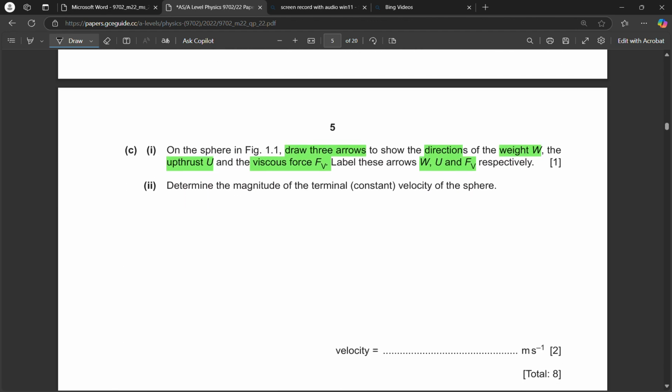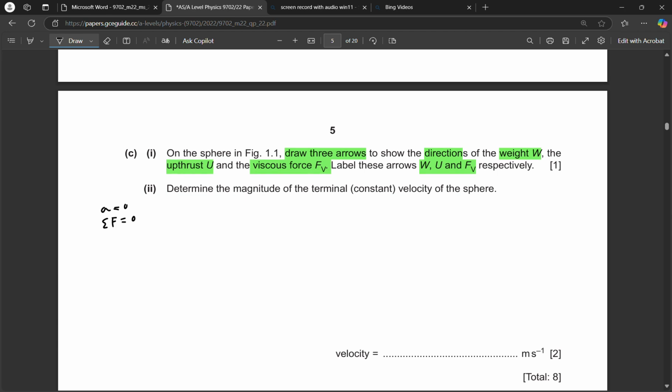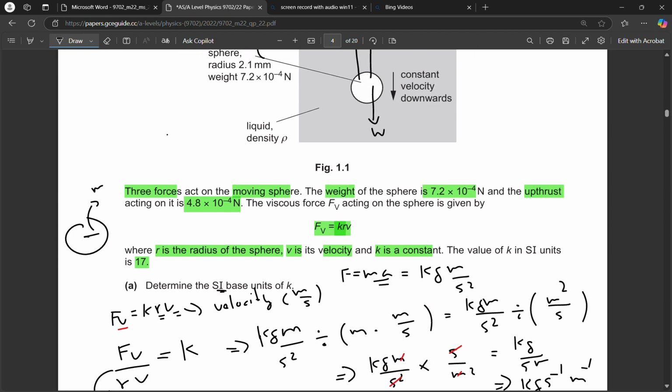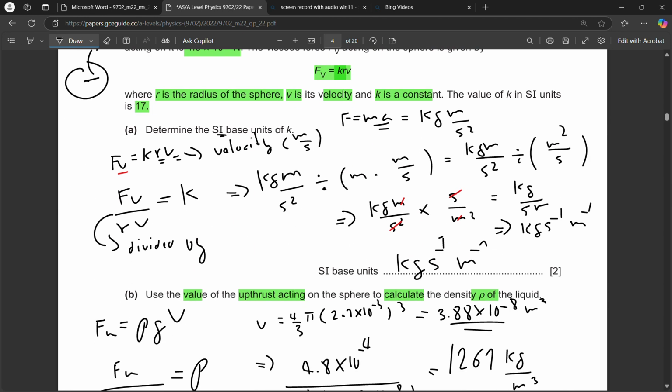Okay, so determine the magnitude of the terminal constant velocity of the sphere. When the constant velocity term is thrown around, what we understand immediately is that the acceleration is equal to 0, and the net force is also equal to 0. What this means is that the sum of the 3 forces up here, U, FV, and W, will all sum up to 0.